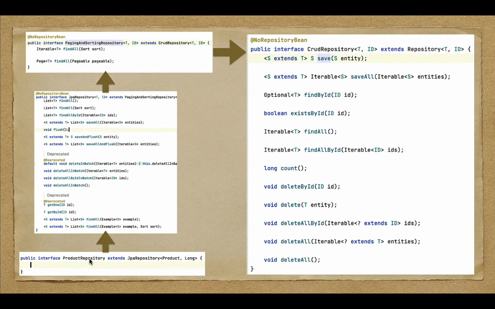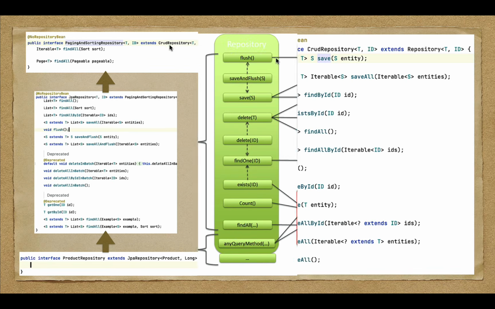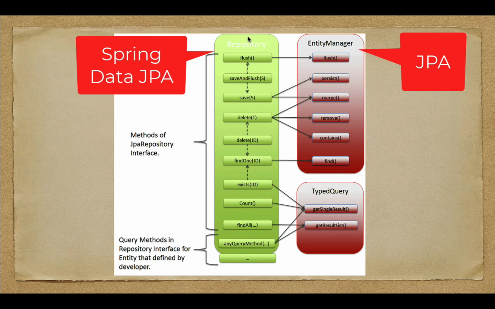Hence, this product repository interface leverages all these methods from all these repository interfaces, because these repository interfaces extend each other, isn't it? Now let's quickly take a look into what is the relationship between a repository interface and the EntityManager interface from the JPA API.